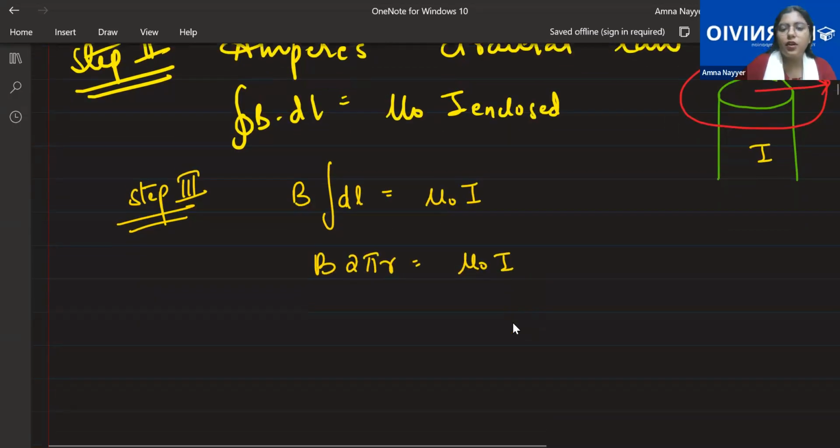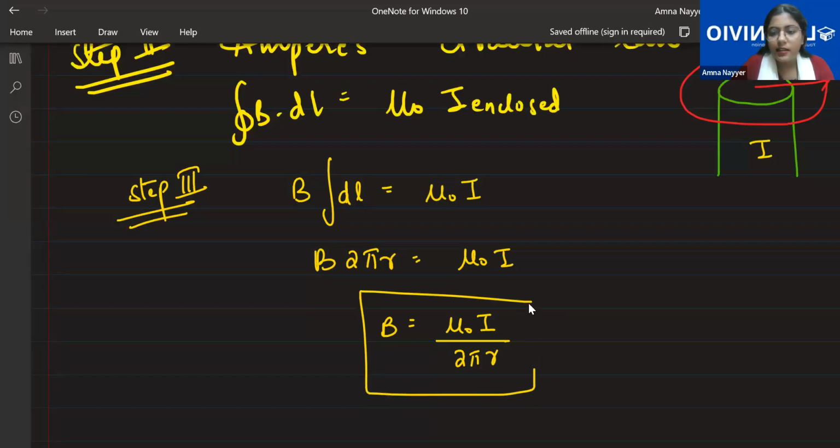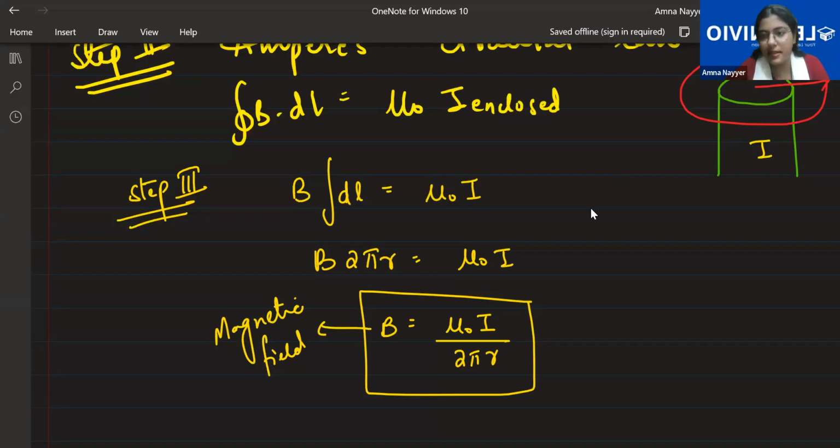So look, from here we have the formula for the magnetic field: B is equal to mu naught I divided by 2 pi r. This is the formula of the magnetic field. But this is just an example for this case. If the case reverses, you have to apply it in the same way.